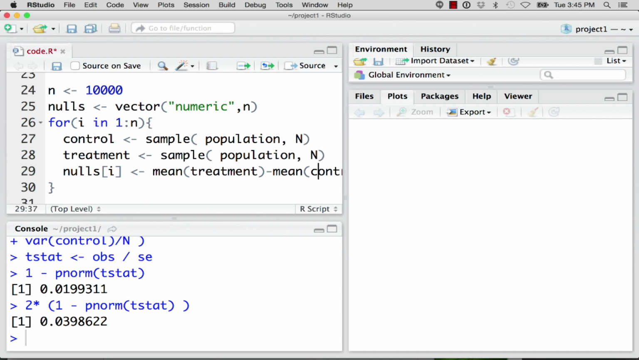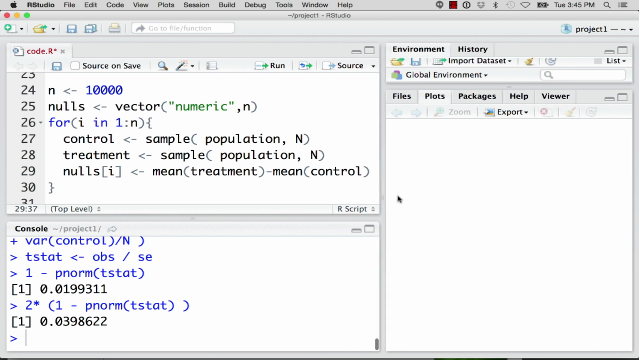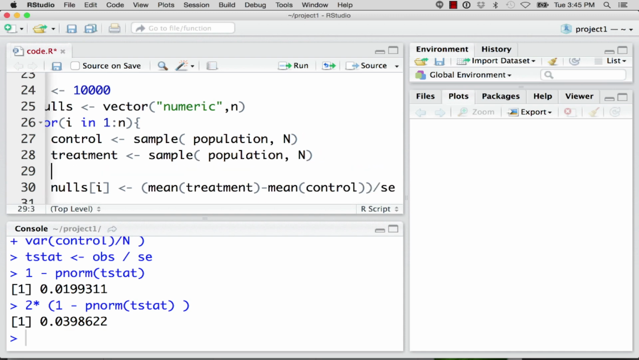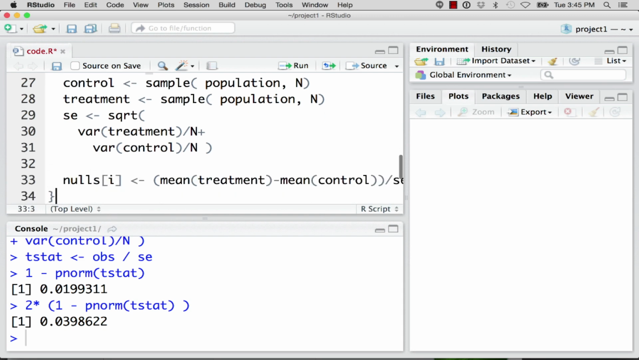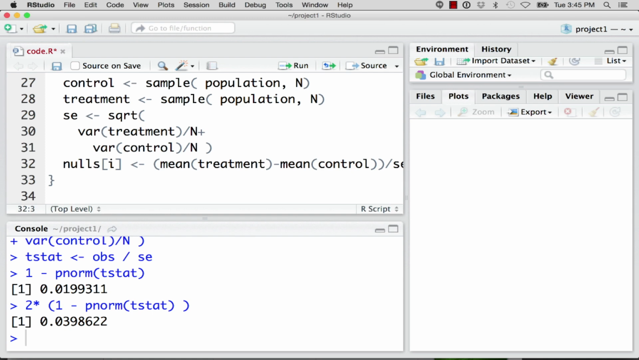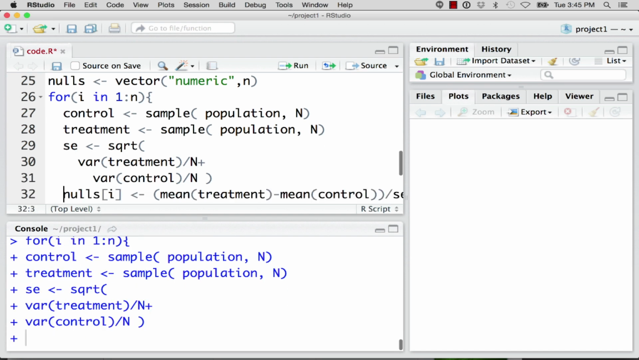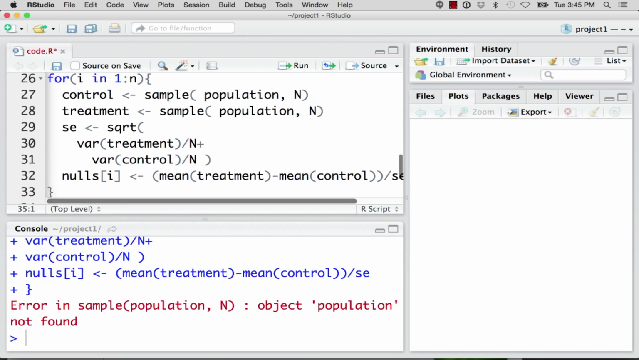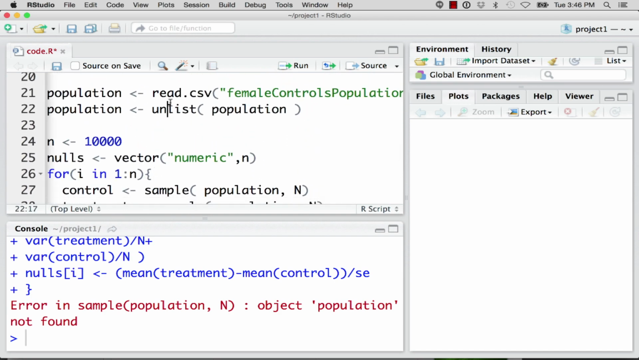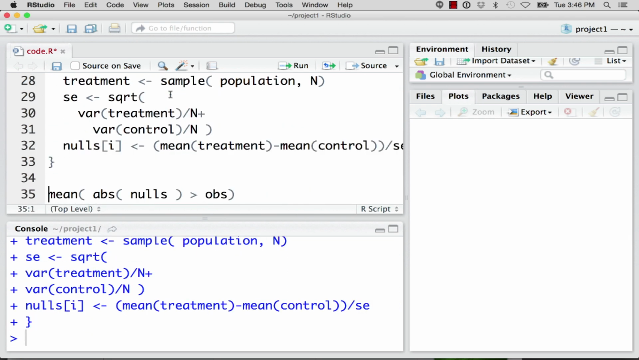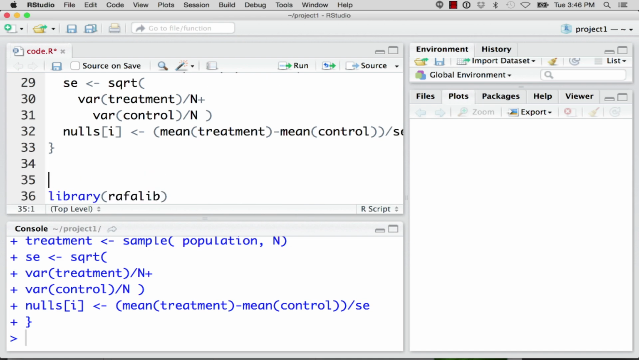We redo this, but now we divide the nulls by the standard error estimate. Let's put that here, and that will give us the actual null distribution of that t-statistic, which we're assuming using the central limit theorem that it is in fact normally distributed. So we run that. We have to read in the data first, and then we run the code, and now we can see how good this distribution is.